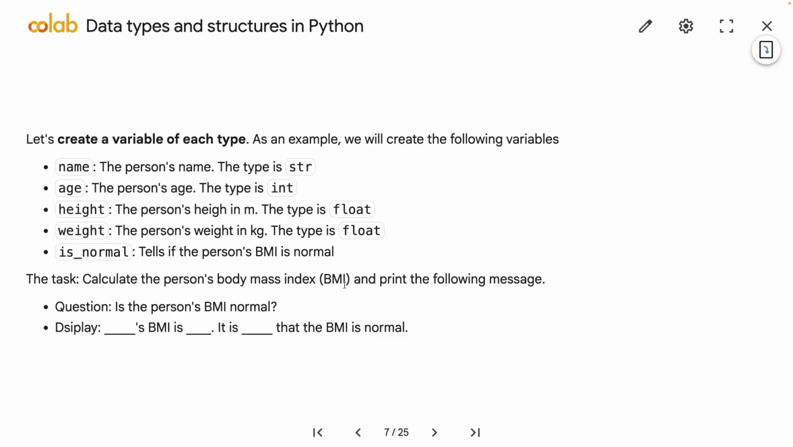And then we want to make a judgment. Is it normal or is it not normal? So it is something like, is it true or false that the BMI is normal? Or I think we can make it more flexible. We can say that, is normal or is not normal, something like that.